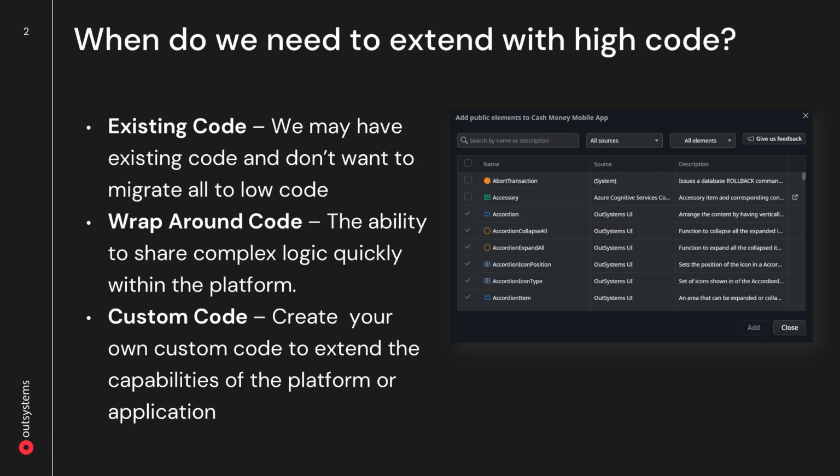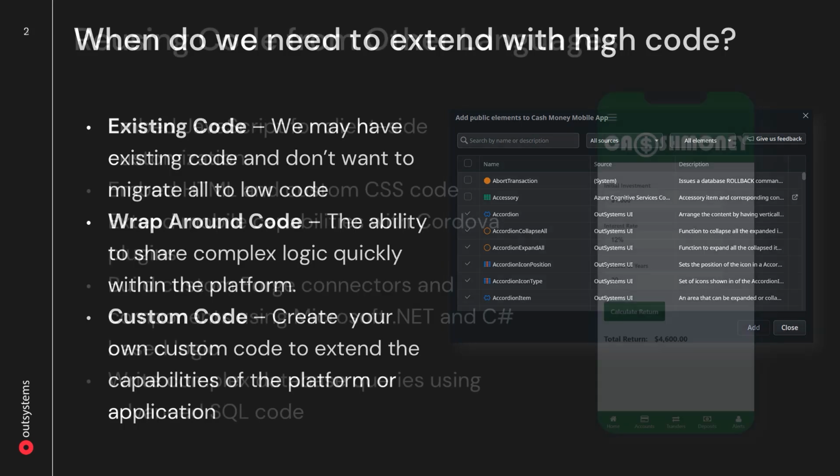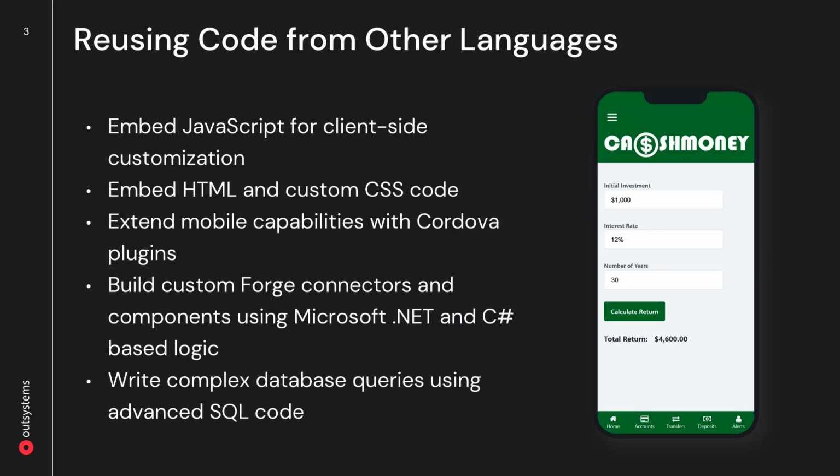The third most common scenario is when you may need to create your own code to extend the platform with your own algorithms to solve very complex logic or use cases. With these scenarios in mind, there are a number of different ways in which you can integrate high code into your OutSystems solutions. On the front end, you can embed JavaScript and HTML for client-side customization and modify the CSS code to get that pixel-perfect look and feel.